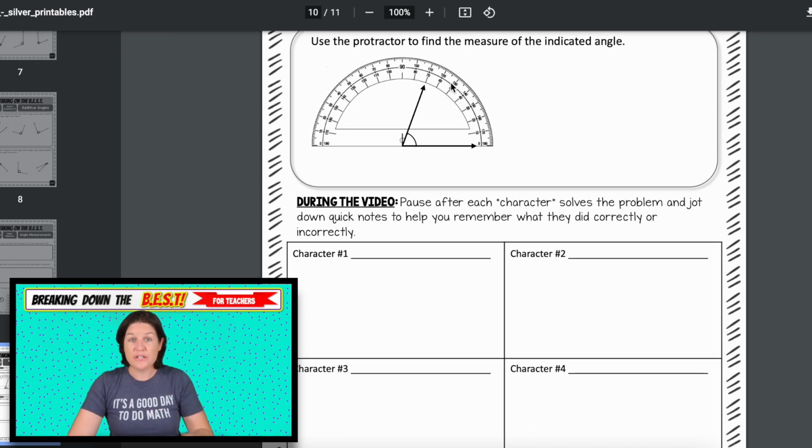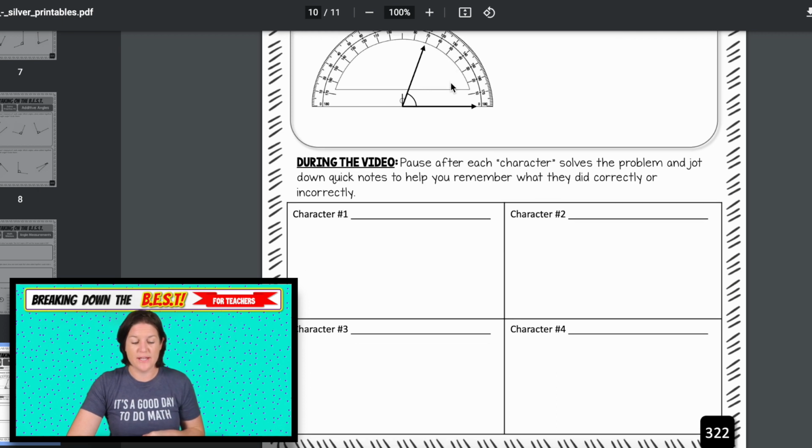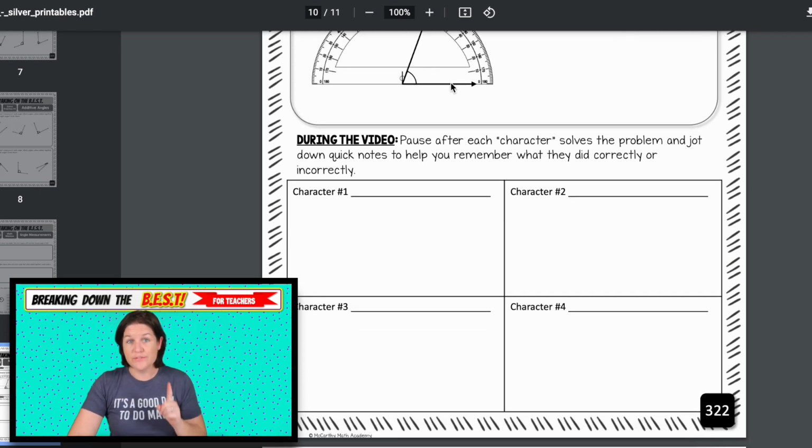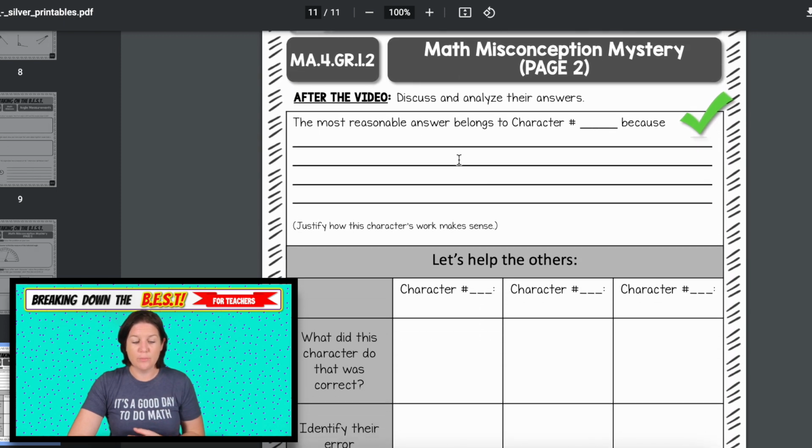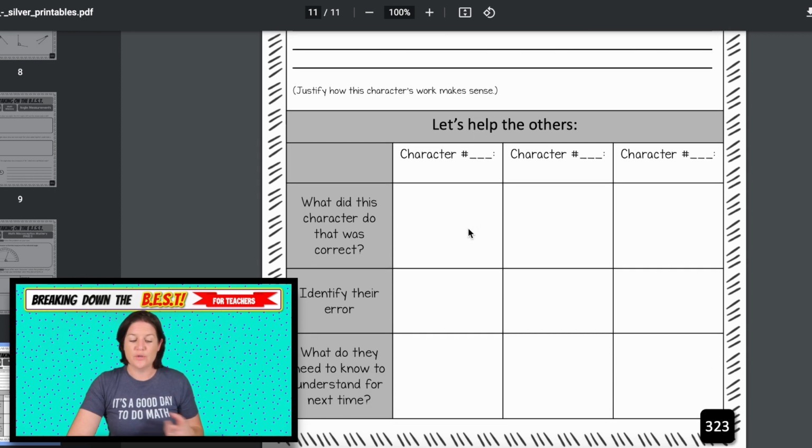So reading the protractor incorrectly will be a big part of this, that some of the characters are making the mistake. Only 1 character solves it correctly. So students will watch and then they will complete their detective report stating who the most reasonable answer belongs to, and also evaluating the work of the others.